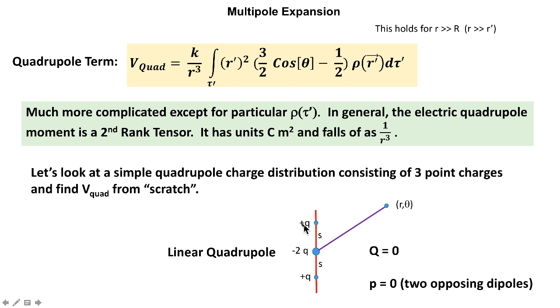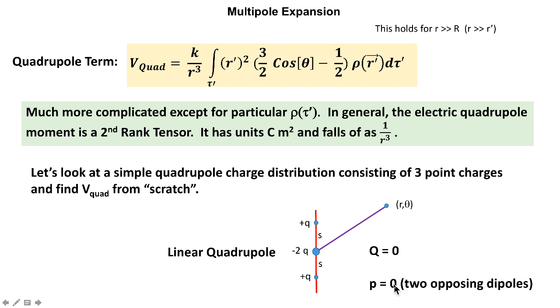The quadrupole that I have in mind then is what is known as a linear quadrupole, and it's formed by plus q separated by distances s from a central charge of minus 2q. Here's our field point. We're going to calculate the potential just due to these 3 charges. One thing I want you to notice is that if we add the charges, we get 0.